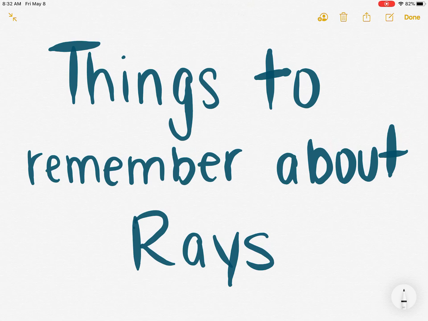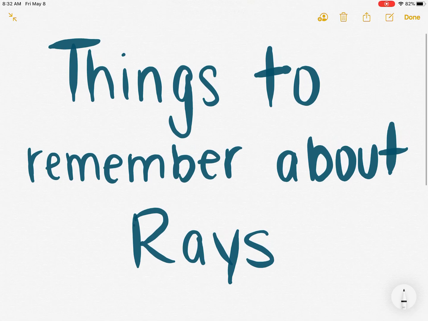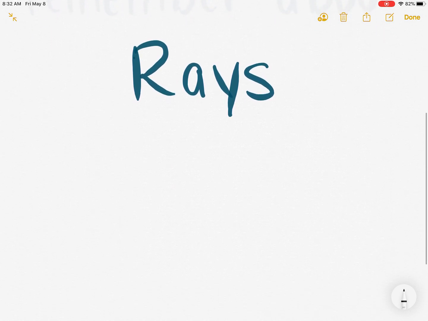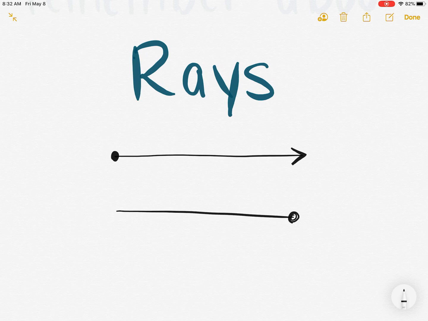This is just a quick reminder of things to remember about rays. So, the first thing is a ray is a line that extends in one direction. So it's going to have an endpoint on one side and an arrow on the other. Now, it can go in either direction, but it's only going to have an arrow on one side and it has to have an endpoint on the other.